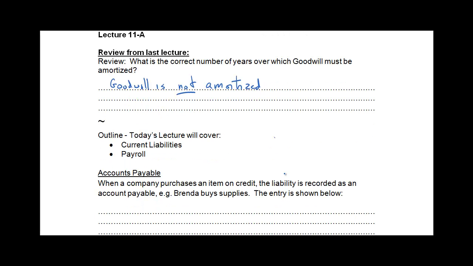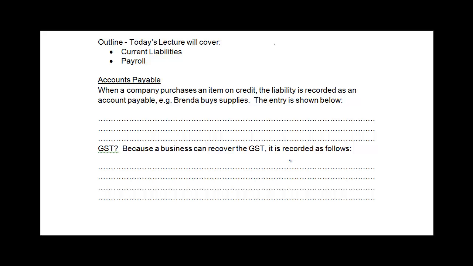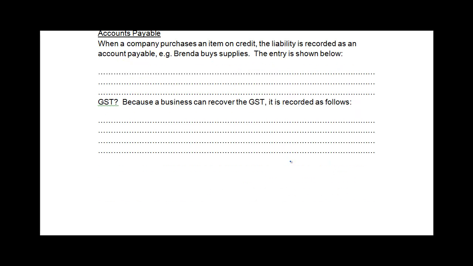All right, so today we're going to talk about current liabilities, and we're going to get into a little bit of detail in payroll as well. So, current liabilities. The first one is accounts payable. Now, we're all familiar with this, right? And so, when a company buys something on credit, the liability is recorded as an account payable. Okay, we all know that. And the journal entry is, say debit supplies for $100, and credit accounts payable, which is abbreviated AP.